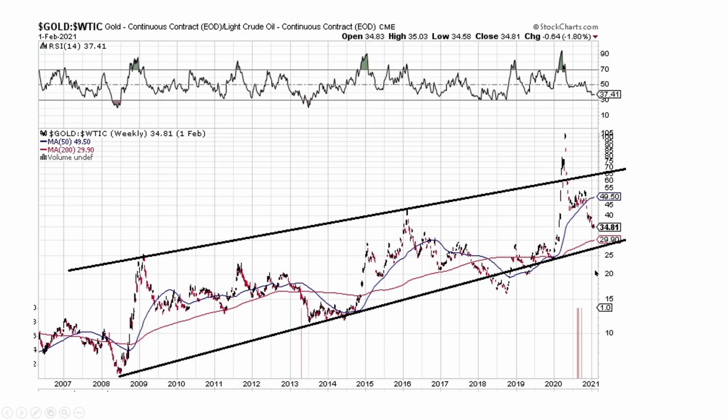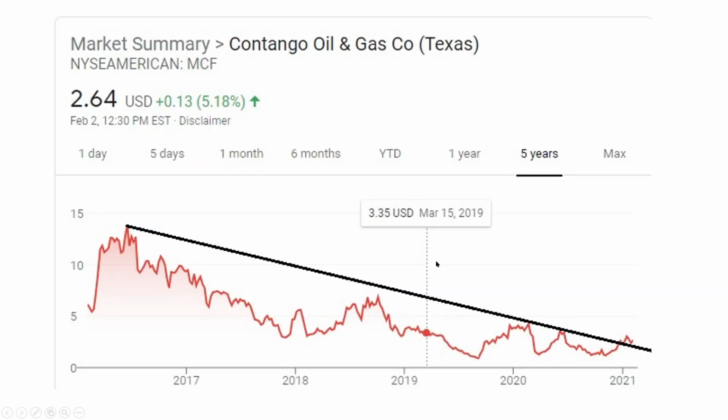So the ratio is telling us value. And oil through this bull market is going to break through this bottom trend line and probably go all the way back below 10. It's going to take some time though. And the way I look at this is I take a big picture view.